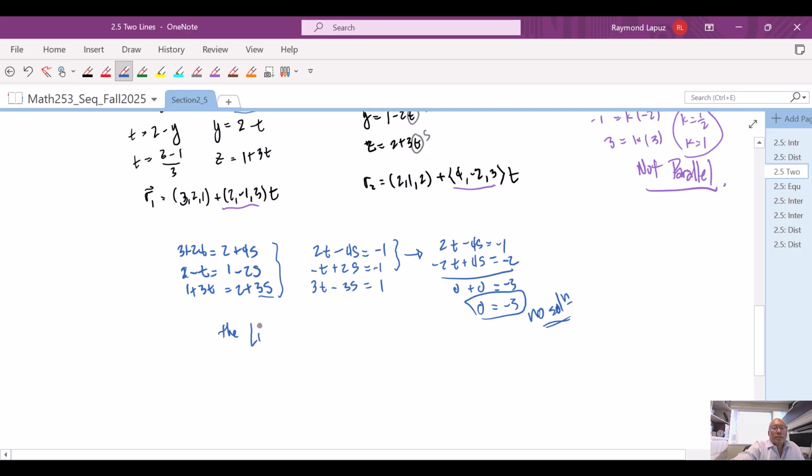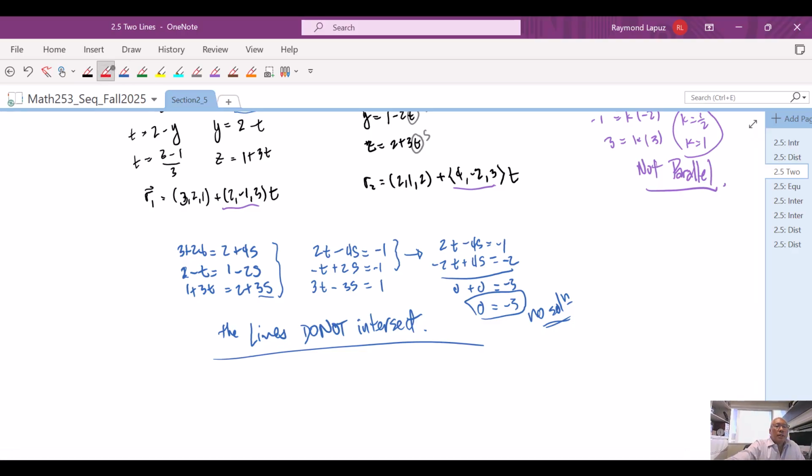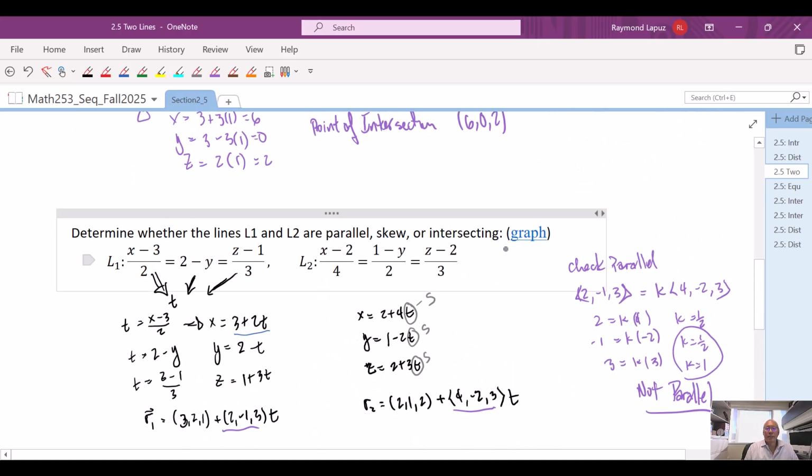The lines do not intersect. So if they don't intersect, then there's only one possible scenario left, and we could say the lines are skew. Okay, I do have a graph for that. Let's take a look at the graph for this particular scenario.